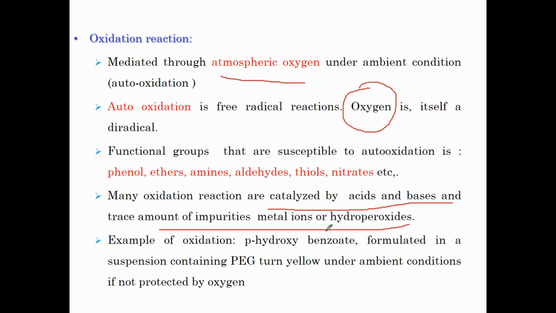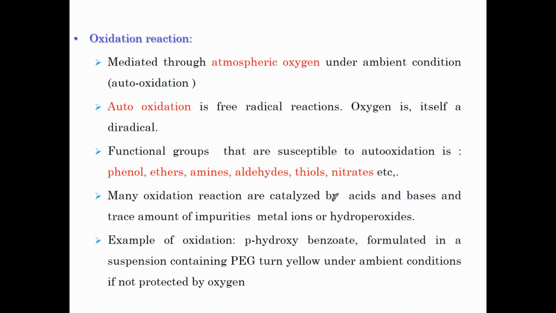Now this is just an example of the oxidation process. Parahydroxybenzoate, formulated in a suspension containing PEG, turns yellow under ambient conditions if not protected from oxygen. So this kind of unacceptable change can happen in the product. We need to take care, maybe avoid the PEG, or remove the oxygen completely from the container so that we can minimize these unwanted reactions. Here also I suggest you remember some of the examples while writing your answers. So that's about oxidation.